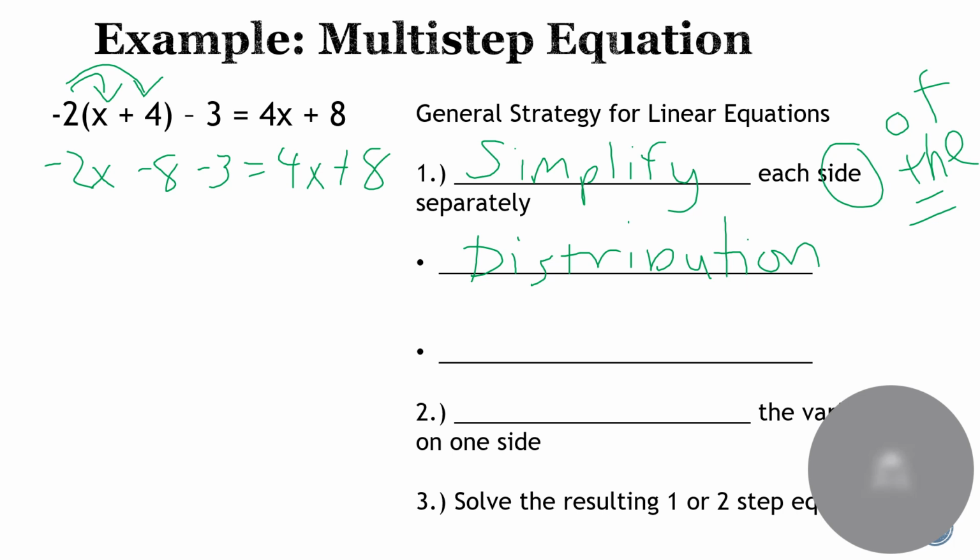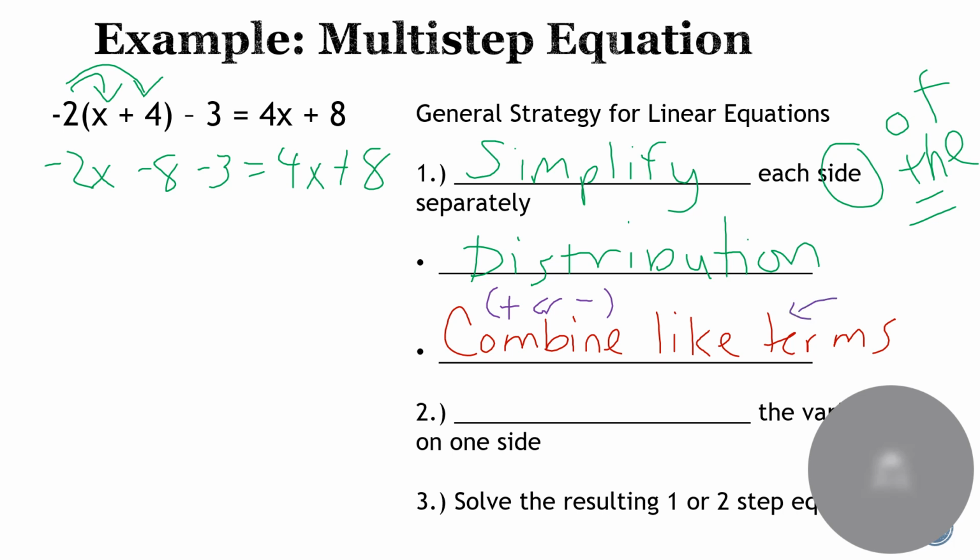After you do any distribution, then you can go ahead and do what we call combining like terms. And I'm going to go into a little bit more detail for you there. By combining, we mean adding or subtracting. Okay, that's specifically what we mean there. And terms are simply things that are added or subtracted.